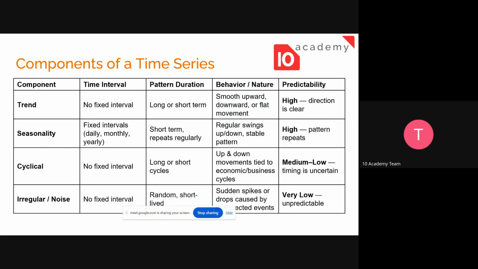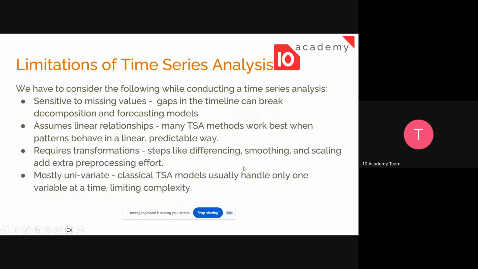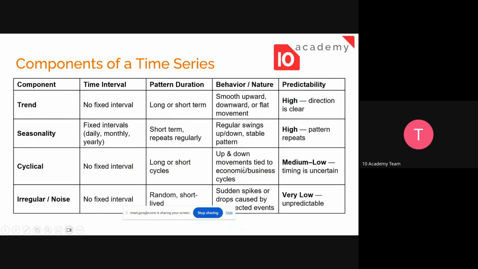Irregular and noise components have no fixed interval because they're just random and short-lived. Behavior-wise, there are sudden spikes or drops caused by unexpected events. The predictability is very low to none.